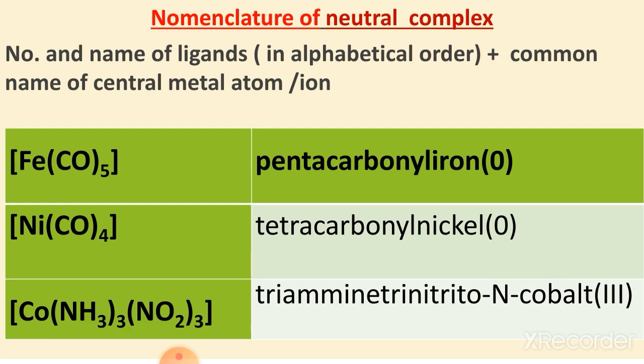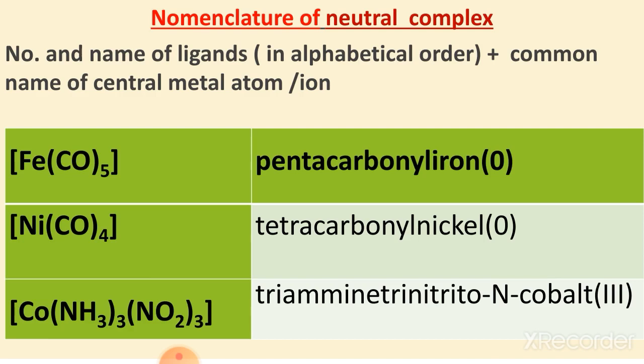So now look at the example, Fe(CO)5. It contains no charge, so first of all write the number of ligands. The number of ligands is 5, so we write penta. CO is known as carbonyl. Here the name of Fe is iron and the charge is 0, so write like this: pentacarbonyliron(0). Then Ni(CO)4, tetracarbonylnickel(0).